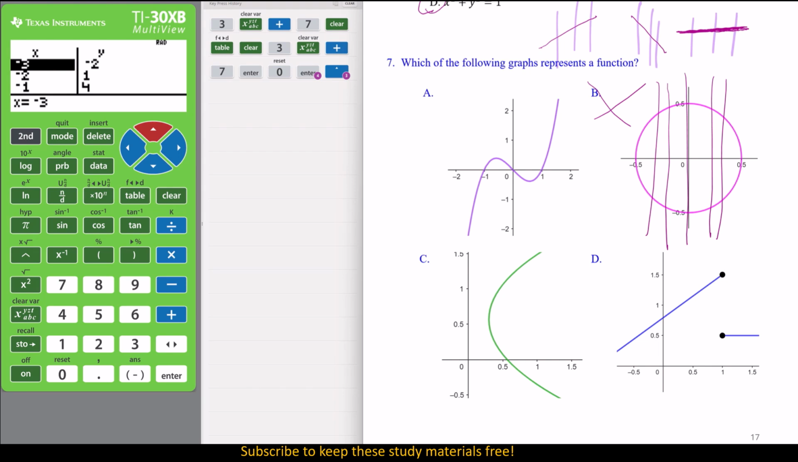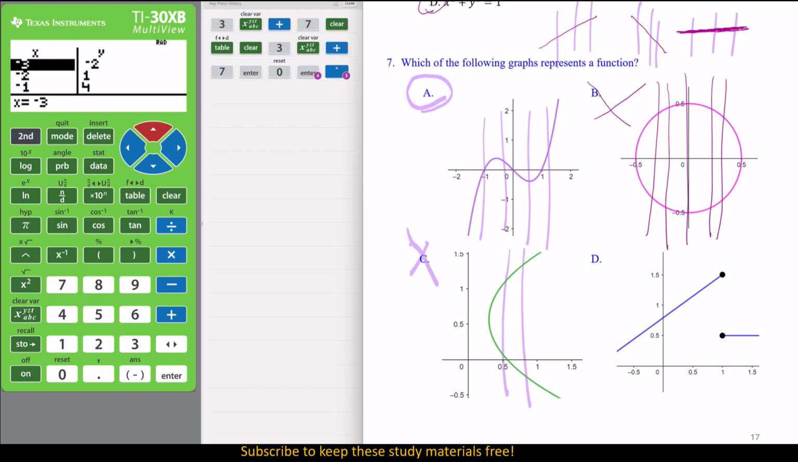A is kind of a shifted and flipped over, whatever you want to say, a negative that comes from the parent function x to the third. Okay, and we know that's a function. So if we go and try to perform our line test, it passes. So that is a function, 100%. Now, C, that will not. That's part of a hyperbola. No, that will not pass. So that's out. C's out.